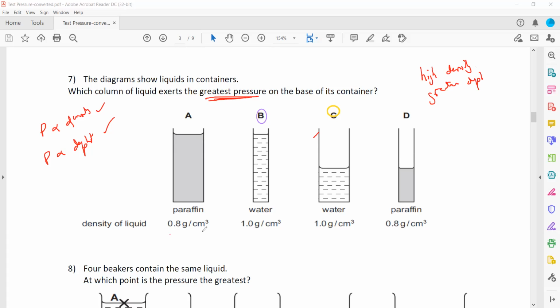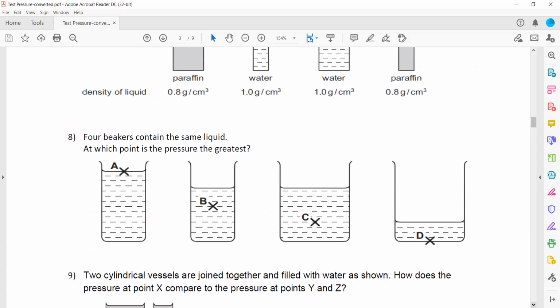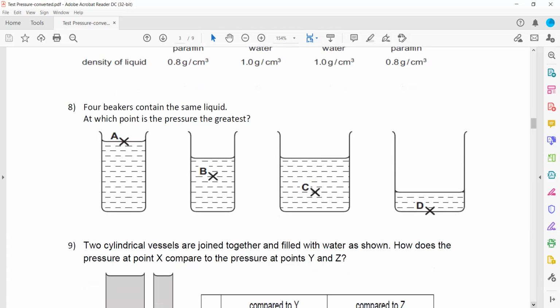So when you check, A and C and D cannot be an answer because they have lower depths. So either it will be A or B. But when you check, A and B have the same depths, but the density of B, the density of water, is higher than paraffin. That's why B is the right answer. So the pressure which the liquid applies depends on the density and depends on the depth.